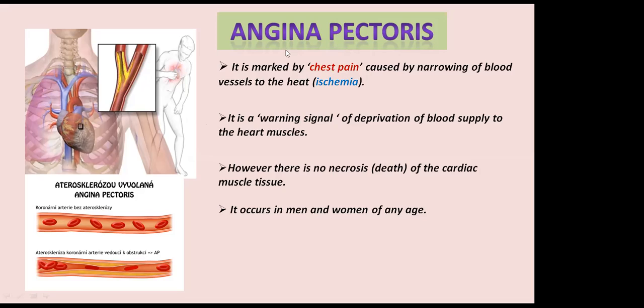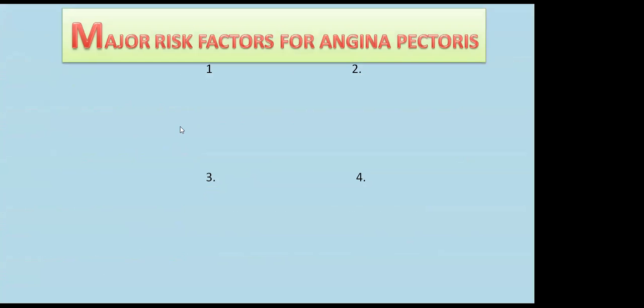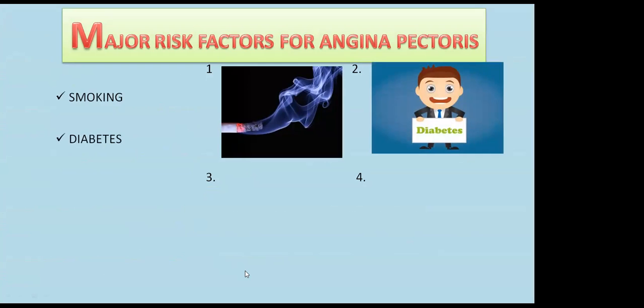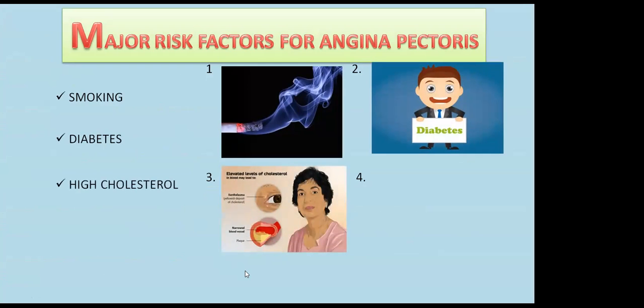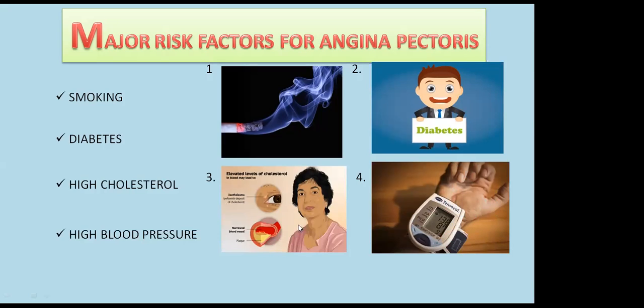So angina pectoris is simply chest pain, derived from the Latin word angere, meaning to strangle, and pectoris means chest. It is more common among middle-aged and elderly people. Major risk factors for angina pectoris are: number one, smoking, diabetes, high cholesterol, and high blood pressure, that is hypertension. These are the major risk factors of angina pectoris.